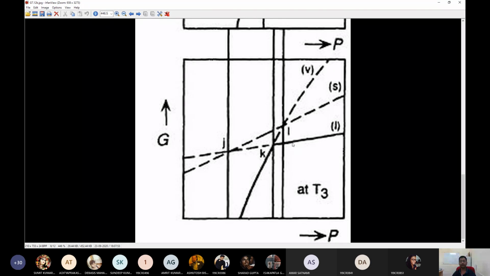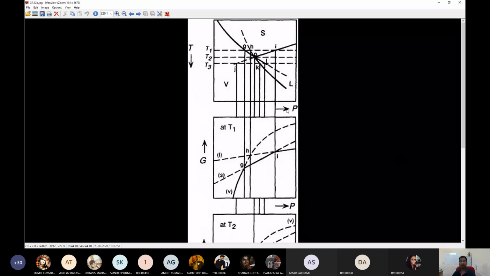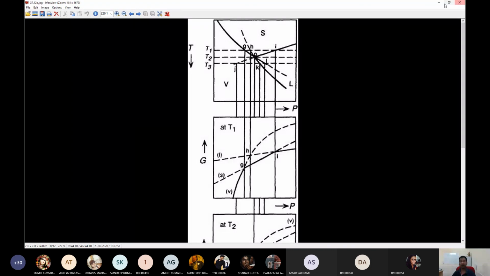All right, so this is what it is. We talked about how you can draw the different temperature and pressure slices from a single component phase diagram. And that's it. So I think we'll stop it here.